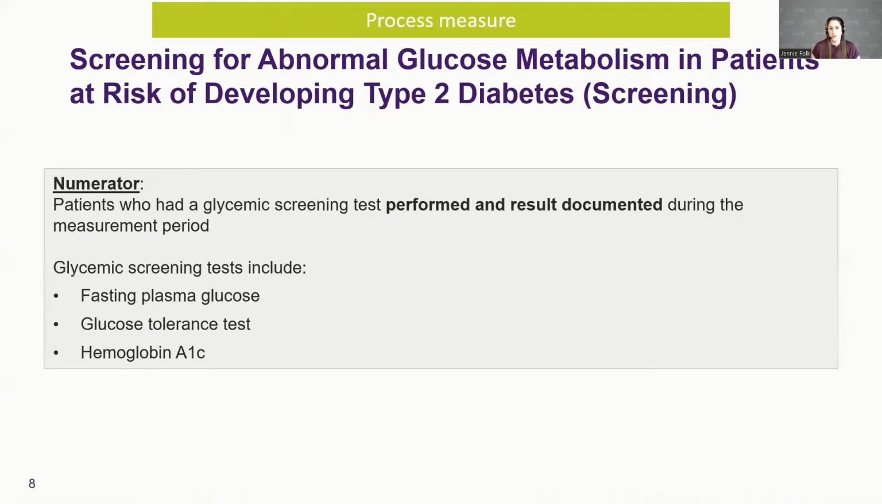The numerator of this measure is the number of patients who had a screening test performed and results documented during the measurement period. There are 3 glycemic screening tests included in this measure: fasting plasma glucose, glucose tolerance test, and hemoglobin A1C.